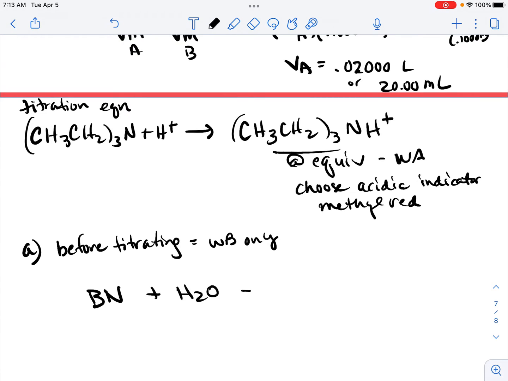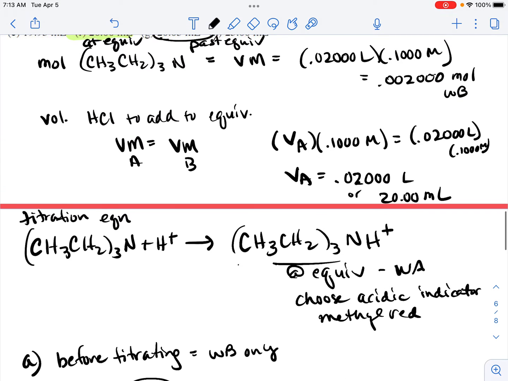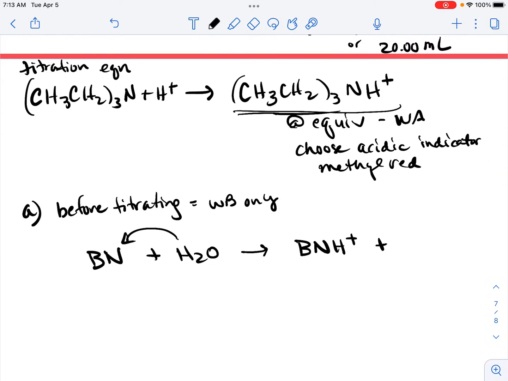At this point, this is going to accept the hydrogen, so this is going to give me the hydrogenated version, BH+, and leave behind OH minuses. And if that confuses you, then come back in and rewrite this as (CH3CH2)3N plus water yields (CH3CH2)3NH+, because I'm just getting lazy as it's taking me forever to write all that.